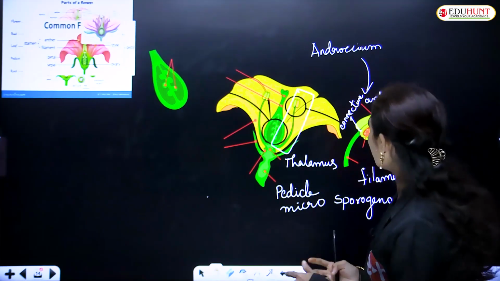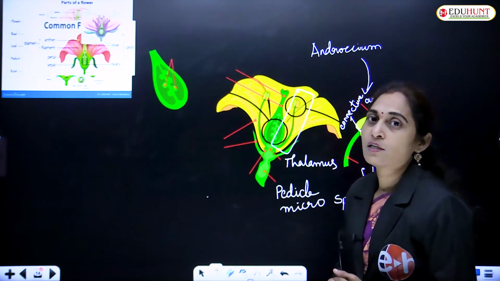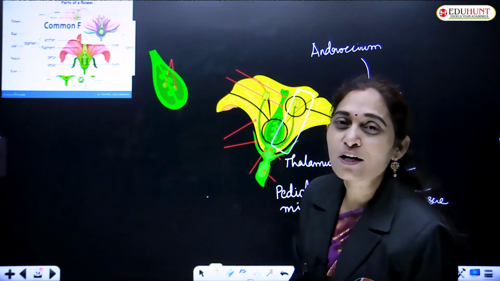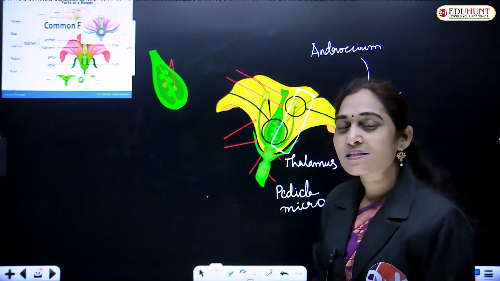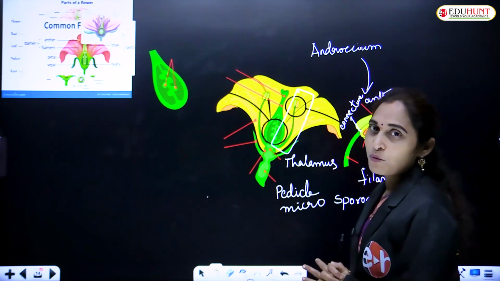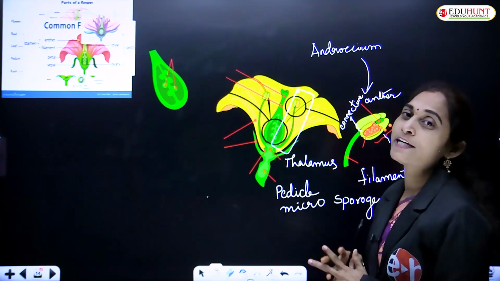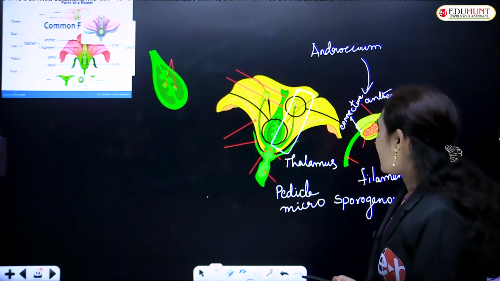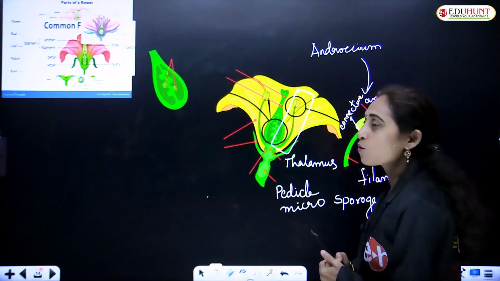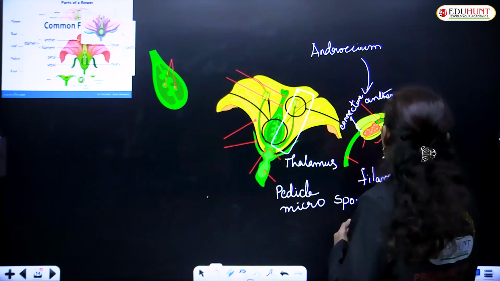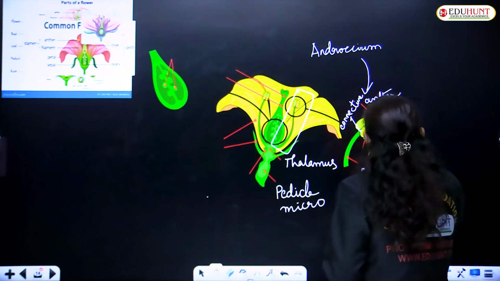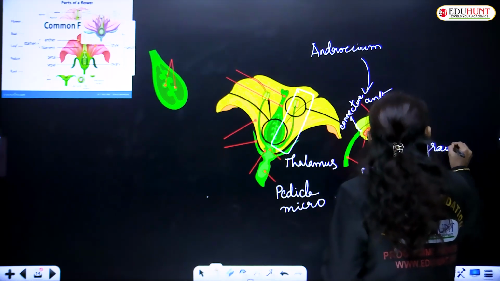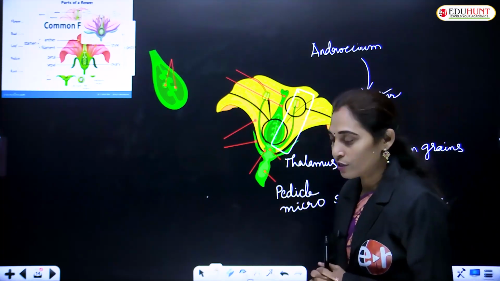So this sporogenous tissue gives rise to spore mother cells, microspore mother cells. And these microspore mother cells, on undergoing reduction division, that is meiosis, produce haploid microspores, which we call pollen grains. Okay, that is about the androecium.